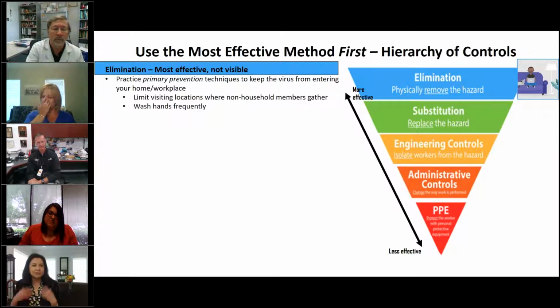Wash hands frequently. Be sure not to enter the workplace if at all possible. If you can telecommute, which is what I'm doing, so I'm coming to you from my home, I'm not bringing anything into the workplace where others have to go, especially if they're conducting research experiments. Limit the locations that you visit where non-household members gather. I ended up having to go to the store for a reason last night, but I was well protected. But I haven't been venturing out into the world, and I just don't want to bring the virus into my home as much as possible. Next slide, please.